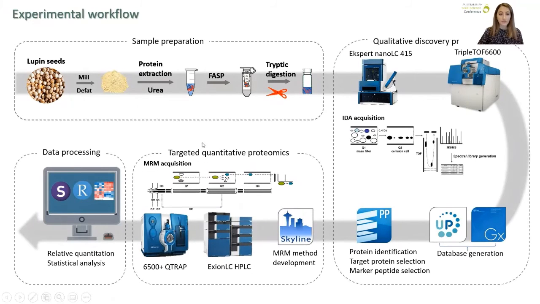Then in the quantitative phase of the study, the peptides specific to the conglutin proteins were selected, and they were included in a targeted quantitative method in order to selectively quantify the conglutin proteins across 46 narrow-leaf lupin varieties.